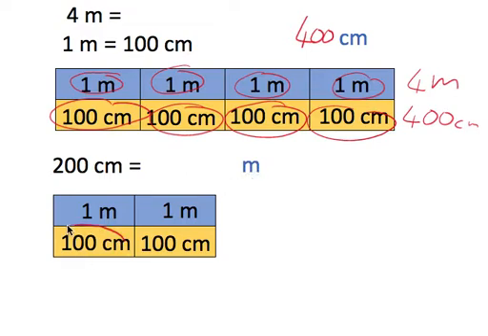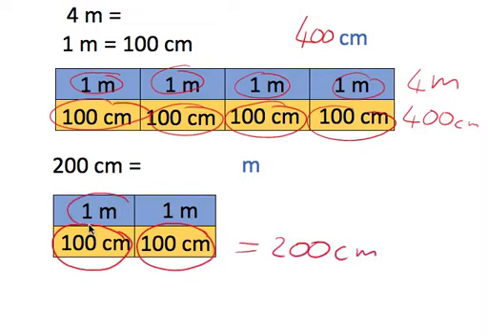200 centimeters equals how many meters? So we've got 100 centimeters, 200 centimeters here. So that's equal to 200 cm, and then we've got 1 meter and 1 meter, and that makes 2 meters.